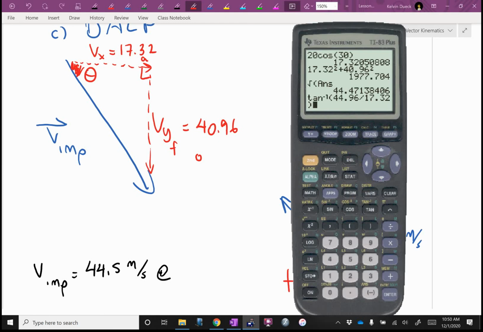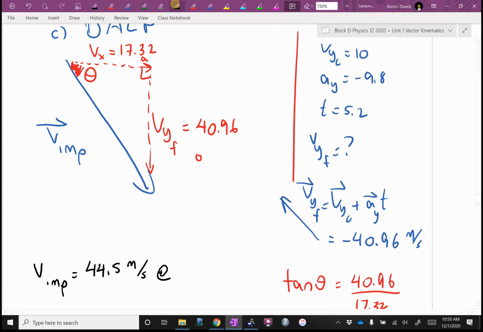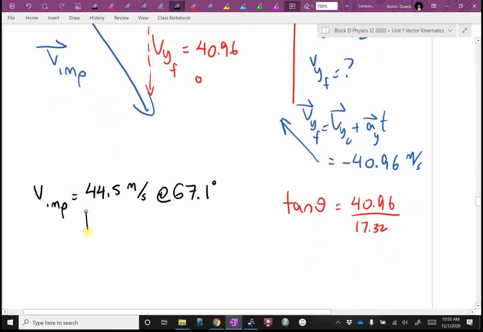Did I type that right? 40.96. Wow, that's what I missed. The 0 didn't show up. 40.96 over 17.32. Do you get 67.1 degrees? What of what? Below the horizontal, if you want to sound like a nerd.